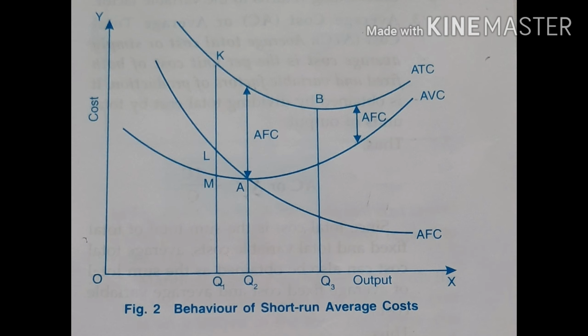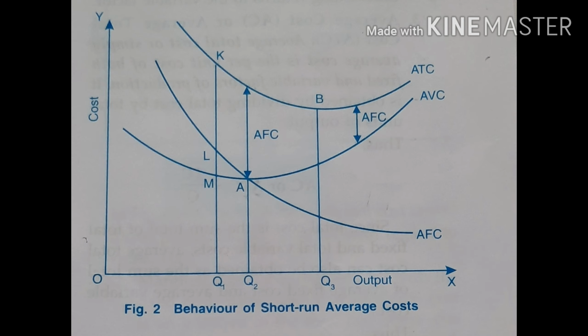So the first curve that we will take up in this diagram is the AFC curve, that is the average fixed cost curve. All three curves are shown, the schedule is also there before you, and I've already dealt with the schedule, right? Now the average fixed cost curve is the per unit cost of the fixed factors of production, and we have already talked about the derivation of this curve.